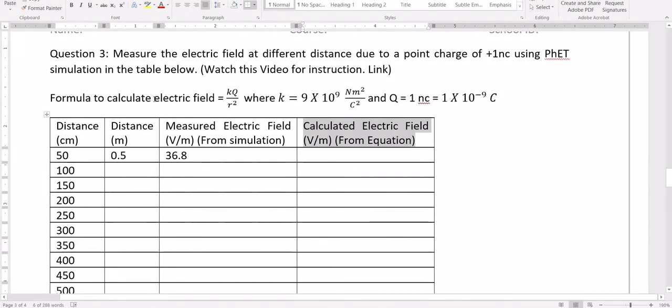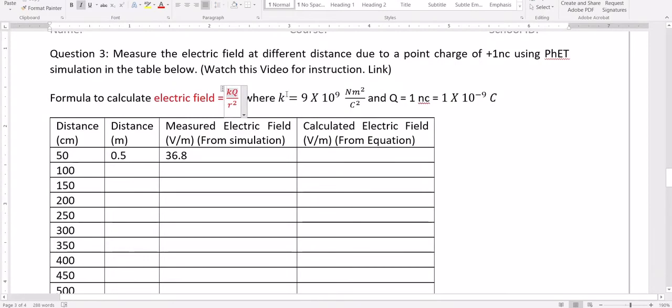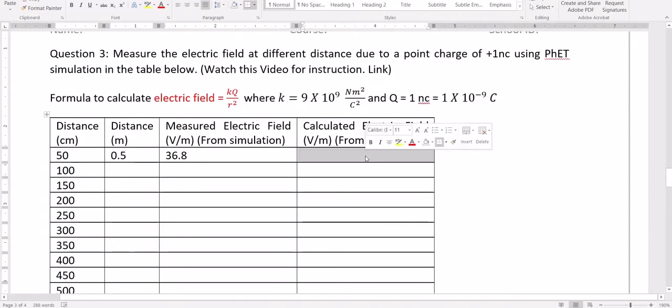The next is to calculate the electric field from the equation, and as this is a point charge, the electric field is given by this formula here. This formula gives you the electric field, where K is a constant, and you know the value of K is 9 times 10 to the 9. Q is the charge, which is 1 nanocoulomb, and R is the distance, which is 0.5 meter. If you plug in all values, you'll get the calculation of the electric field. So get these two values now.